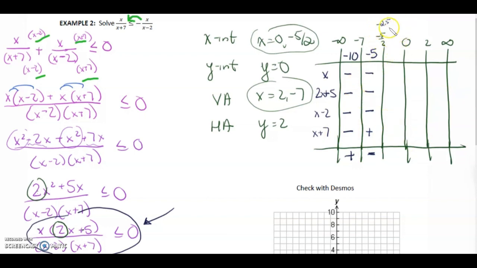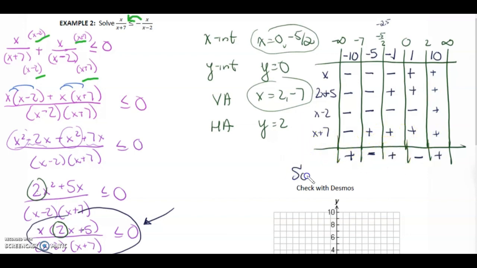Okay, a number between negative 2.5 and 0, let's choose negative 1. This would be negative. Negative 2 plus 5 is positive. Negative, positive. Okay, between 0 and 2, it's going to be positive, positive, negative, positive. So that's negative. And between 2 and infinity, I'm going to use a big number, 10. Positive, positive, positive, positive, and that is positive.